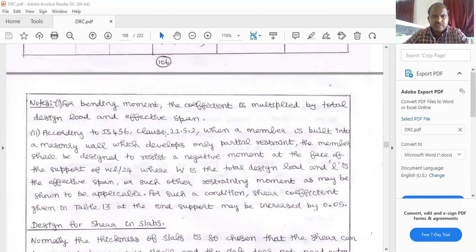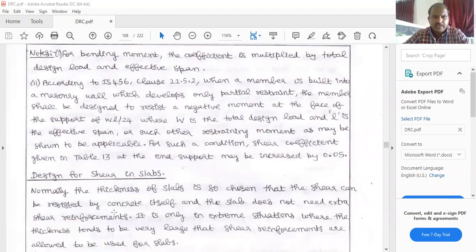According to IS 456 clause 22.5, when a member is built into a masonry wall which develops only partial restraint, the members shall be designed to resist a negative moment at the face of the support of WL/24, where W is the total design load and L is the effective span, or such other restraining moment as may be shown to be applicable. For such a condition, the shear coefficient given in table 13 at the end of the support may be increased by 0.05.